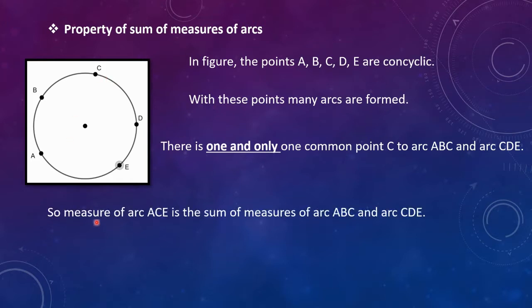So, the measure of arc ACE is the sum of the measures of arc ABC and arc CDE. That means the measure of arc ABC plus the measure of arc CDE is equal to the measure of arc ACE. So in case two arcs have one point in common, we can use the property of the sum of measures of arcs.